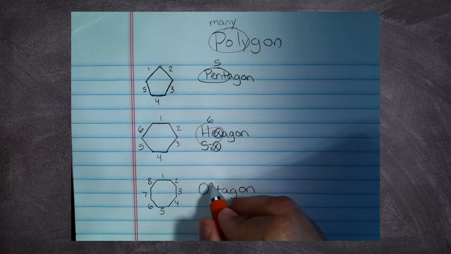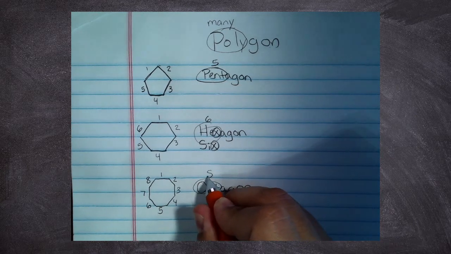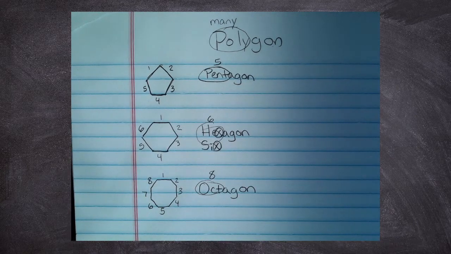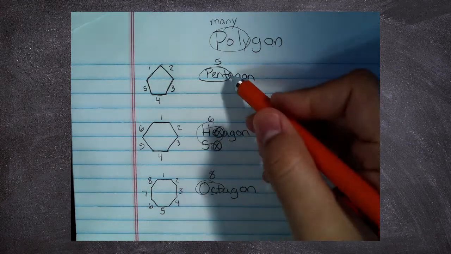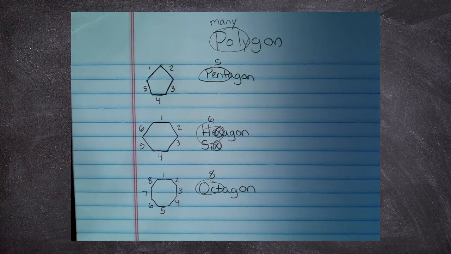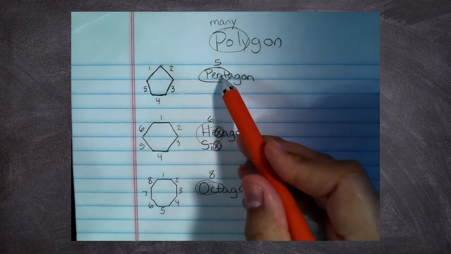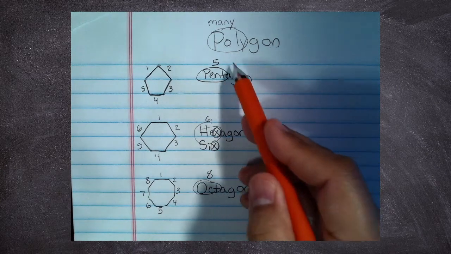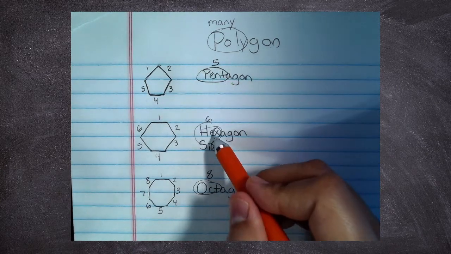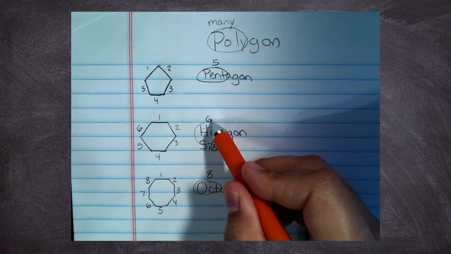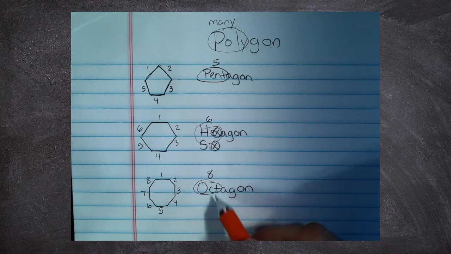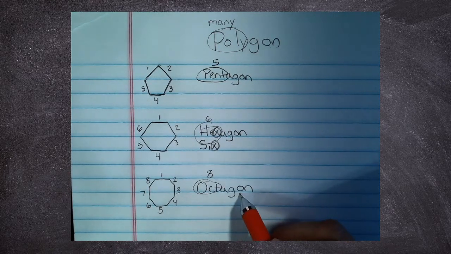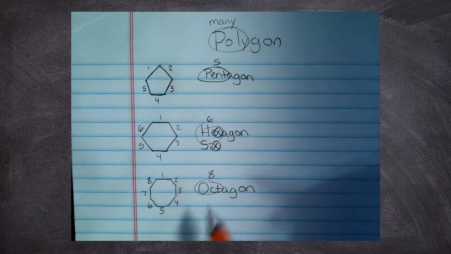Octagon also uses a root. This one means 8. Yeah, you're right. All the endings are gone, like polygon. So what's changing is the beginning of them, letting you know how many sides they have. Penta means 5, so it's a polygon with 5 sides. Hex means 6, so it's a polygon with 6 sides. Oct means 8, so it's a polygon with 8 sides.